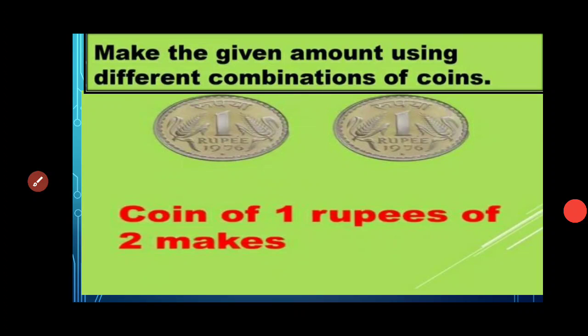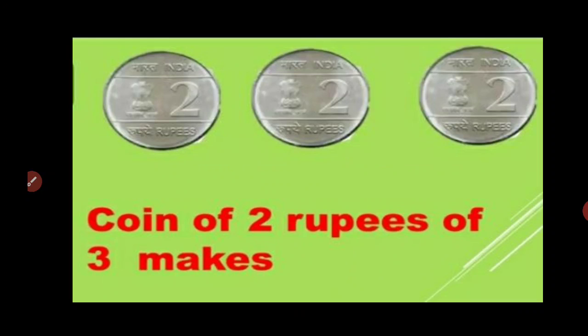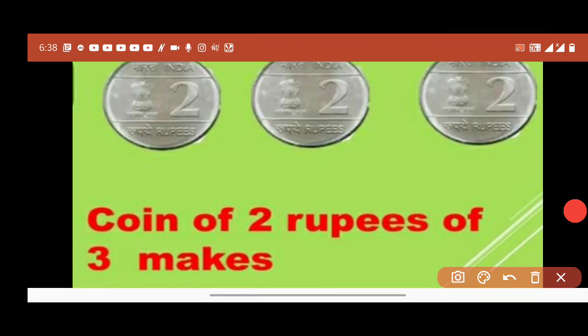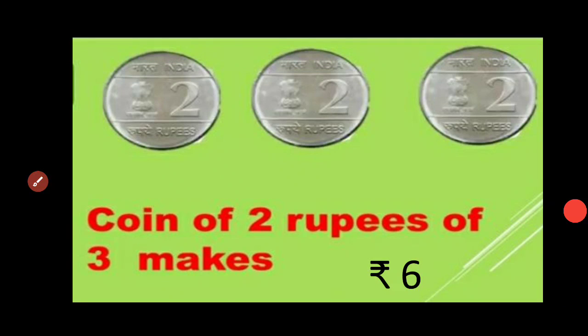Let's have a look at some more questions. We have to make the given amount using different combinations of coins. Over here, there are 2 coins of 1 rupee. So a coin of 1 rupee, two of them. What does it make? 1 plus 1, 2 rupees. Another example. Coins of 2 rupees, 3 of them. So 3 coins of 2 rupees. Let's add all this together. 2 plus 2 plus 2. How much is it? Yes, 6 rupees.